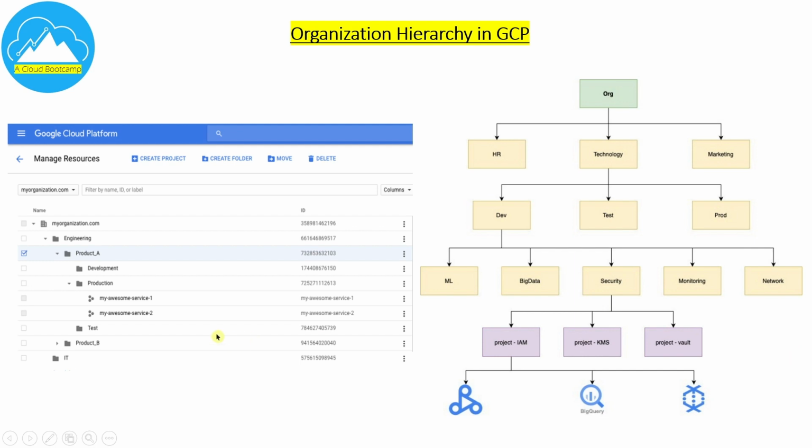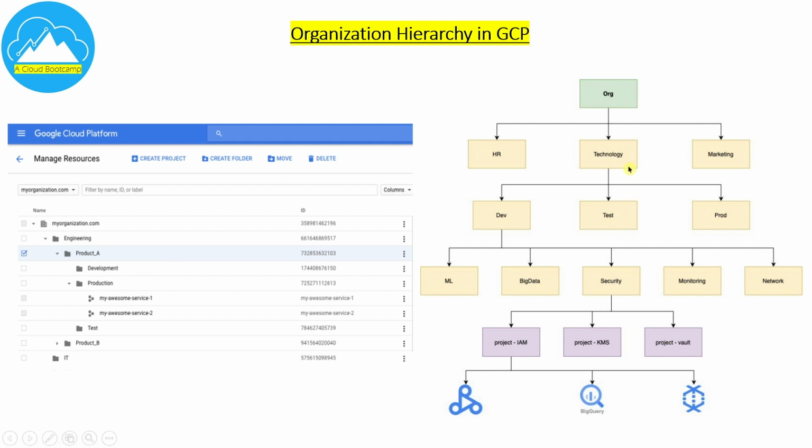If you could see, this is a snap from the GCP console, which shows one organization, myorganization.com, which correlates with this over here. Engineering is one of the folders, and here we see HR is another folder. Inside engineering, we have a subfolder called product A, and inside it, we have another subfolder called development.